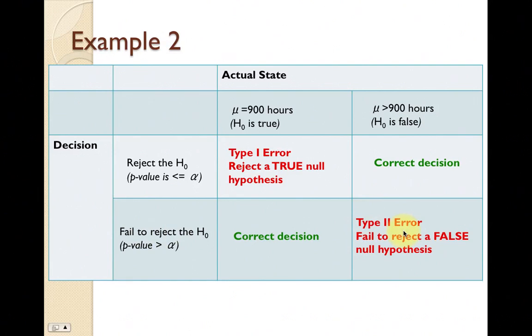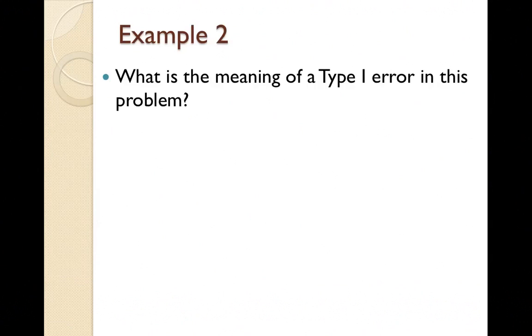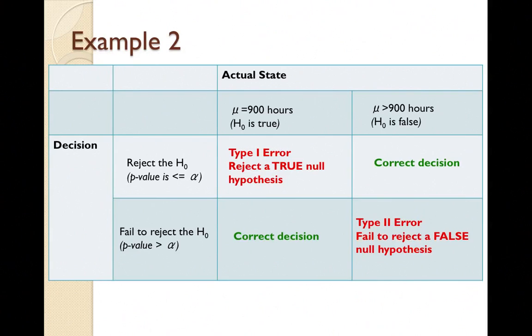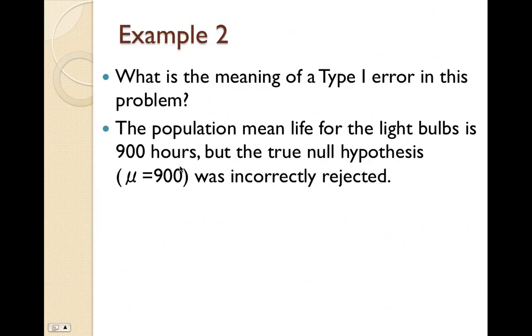And we're going to be asked to interpret the meaning of a type 1 and type 2 error. Okay, what is the meaning of a type 1 error in this problem? So you go here, you look at a type 1 error and you say, okay, here's the column header, here's the row header. Type 1 error means that the null hypothesis is true. The population mean light bulb life is really 900 hours, but we incorrectly rejected the null hypothesis. That would be the interpretation of a type 1 error.